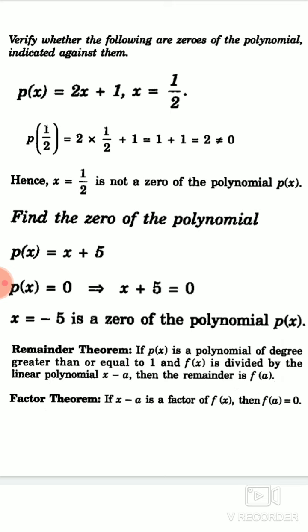Now after that, the factor theorem. If x - a, that linear polynomial, is a factor of the polynomial, then the remainder should definitely be 0. If the polynomial is f(x) and x - a is a factor, then f(a) is equal to 0. It is the factor theorem. And on the other hand, one more point is there: if the remainder is 0, then we can say x - a is a factor of the polynomial.